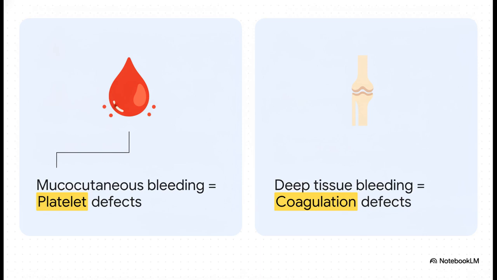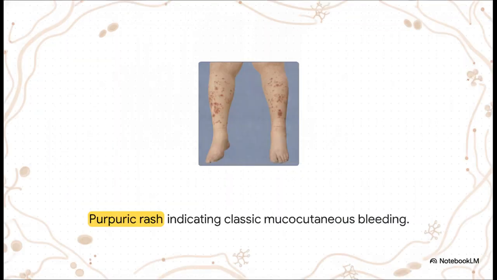Mucocutaneous symptoms, things like petechia, epistaxis, menorrhagia, or immediate mucosal bleeding, strongly indicate a defect in platelet number or function. On the flip side, deep tissue bleeding, like hemarthrosis into a joint space or delayed large hematomas, points you straight toward coagulation factor defects. Take a look at this.